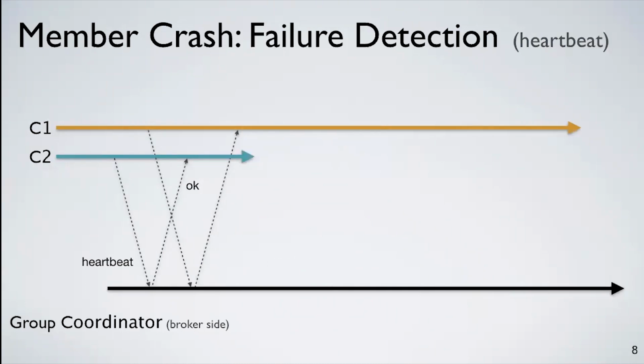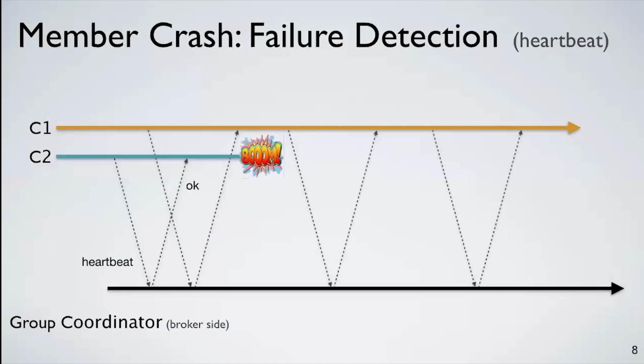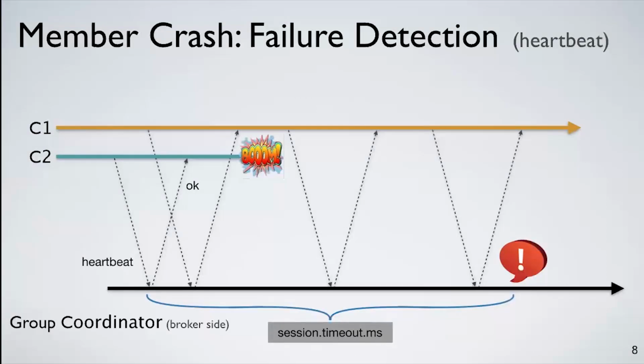Now, suppose one of the consumers in the group, let's say consumer 2, has crashed due to some errors. Then, after some time during which the heartbeat has not been received by the brokers, the broker will eventually treat this consumer as failed and trigger a rebalance in order to move its partitions to other members of the group. This period of time after which the brokers treat a consumer as failed is called the session timeout. That is actually configurable on the broker side.